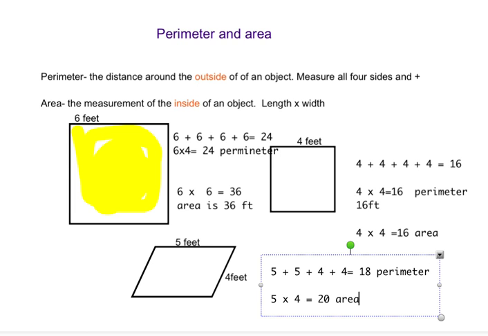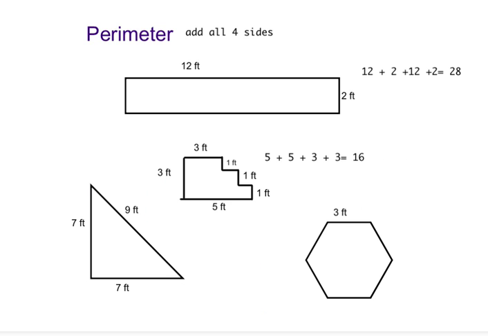Let's do a couple more examples. This particular slide, we're going to be doing perimeter. So adding all 4 sides. Here you can see I've already started. 12 plus 2 plus 12 plus 2. My perimeter is 28.